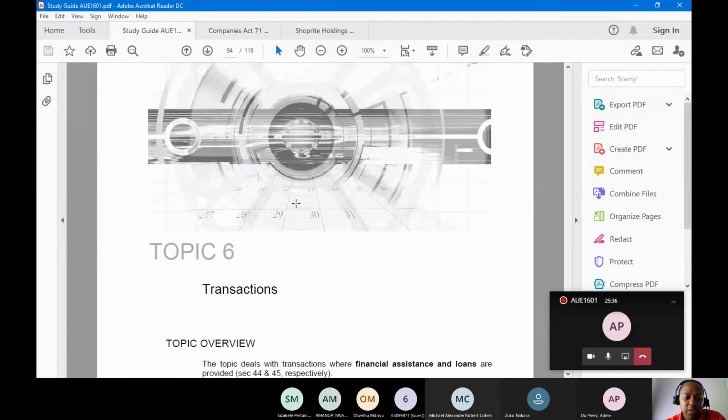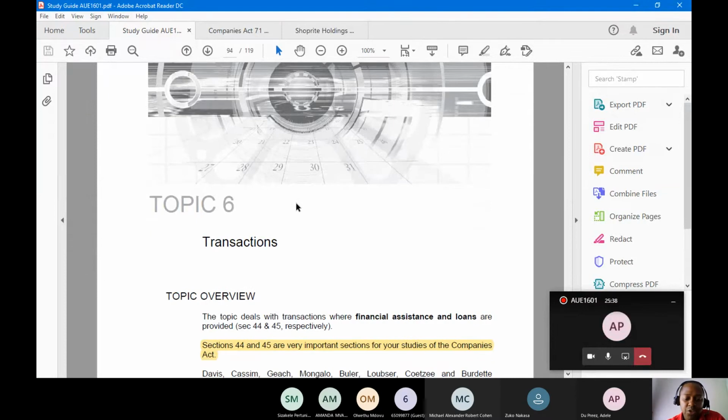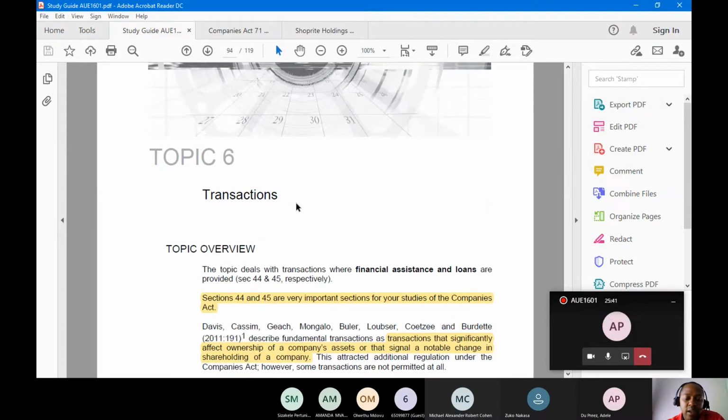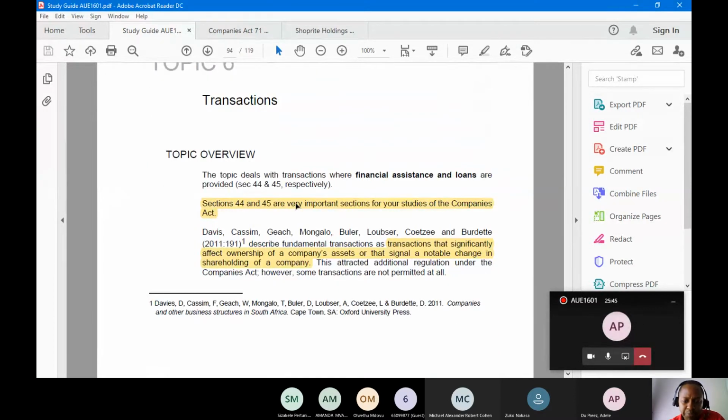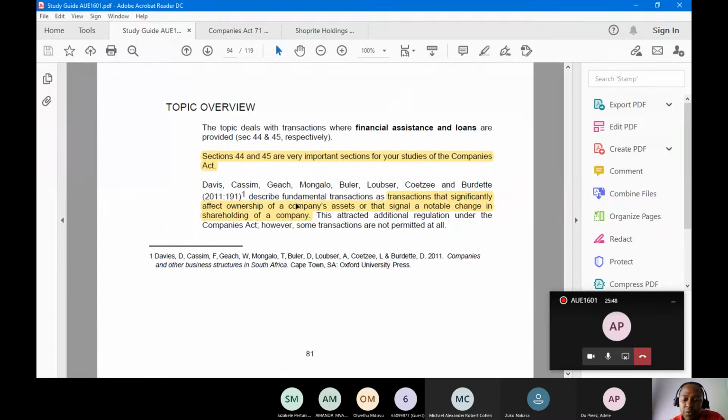Okay, as confirmation, we're doing topic six, which is transactions. And this is sections 44 and 45 of the Companies Act. What I've also noticed, reading through the study guide and comparing it with the Companies Act, is that the study guide has done a good brief summary of what is contained in the Companies Act, which is actually most of the content. So I will be going through the study guide today as reference for today's lecture.